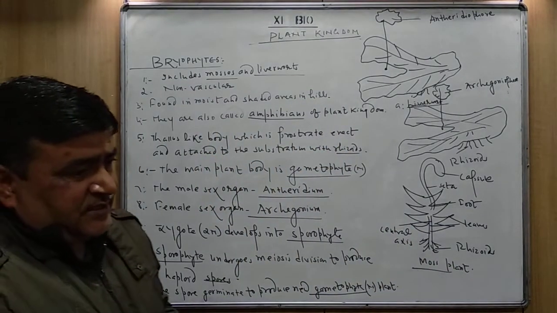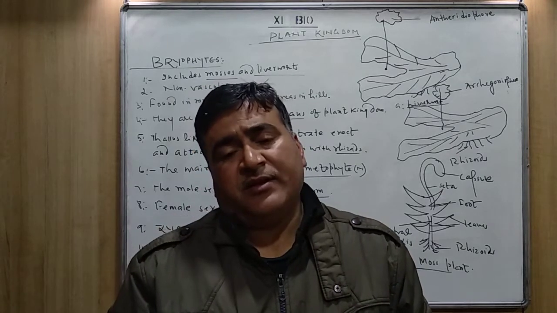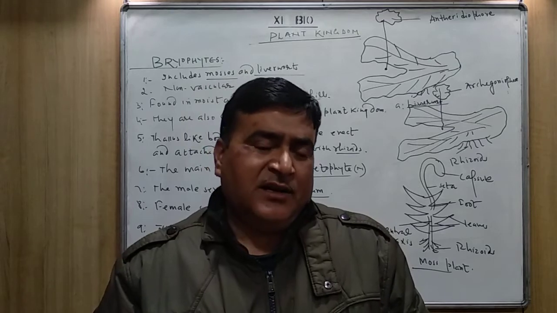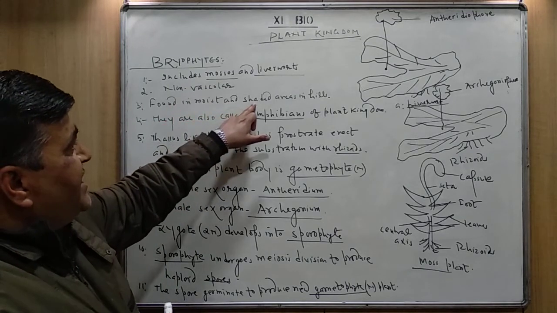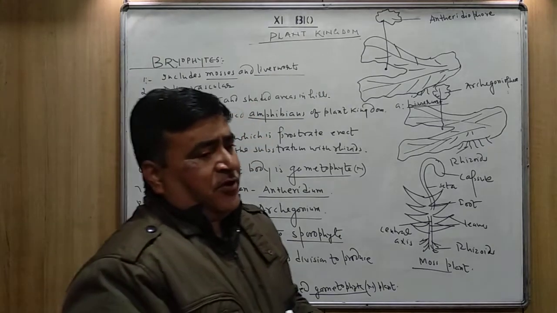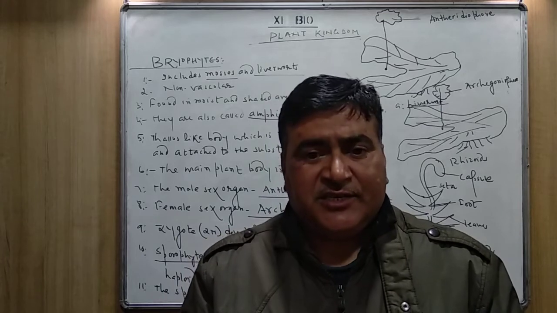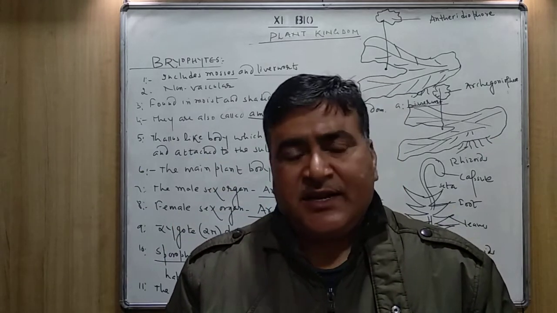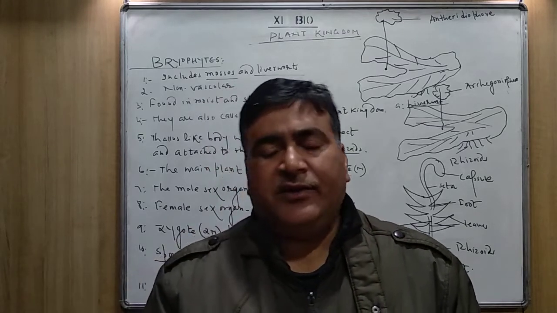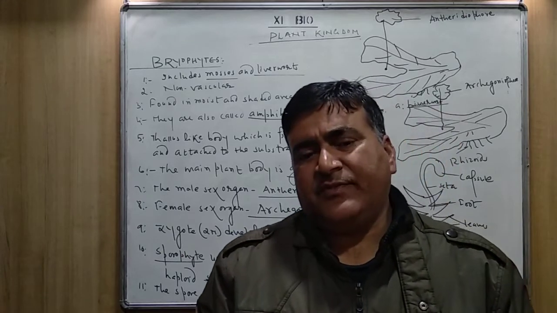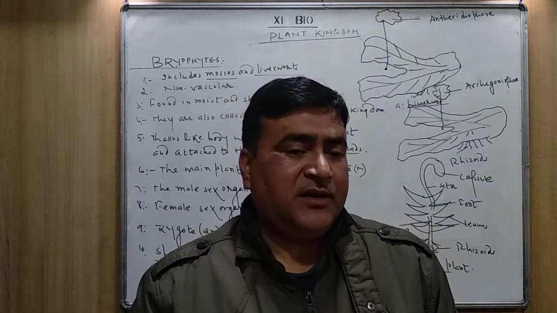The members of the bryophytes, like, as I told you, Marchantia, liverworts, mosses, Sphagnum, Riccia, all the bryophytes are found in moist and shaded areas in hills. That means where the moisture content is too much, or places having less light intensity, the shaded areas. In the plains, some Riccia you can observe in some places. Marchantia you can hardly observe. But the majority of the bryophytes you can observe in the hilly areas.